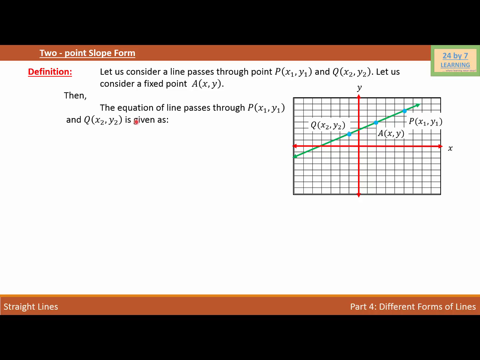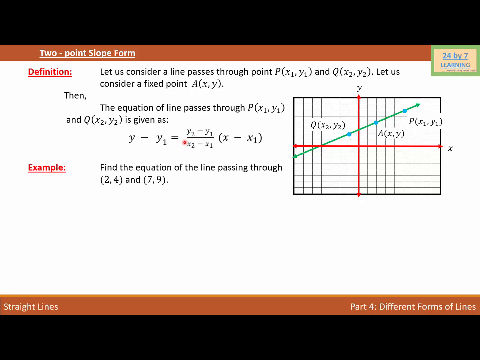Then the equation of the line passes through point P x1, y1 and Q x2, y2 is given as y minus y1 is equal to y2 minus y1 over x2 minus x1 times x minus x1. And this equation is known as 2-point slope form. Now let's consider an example.